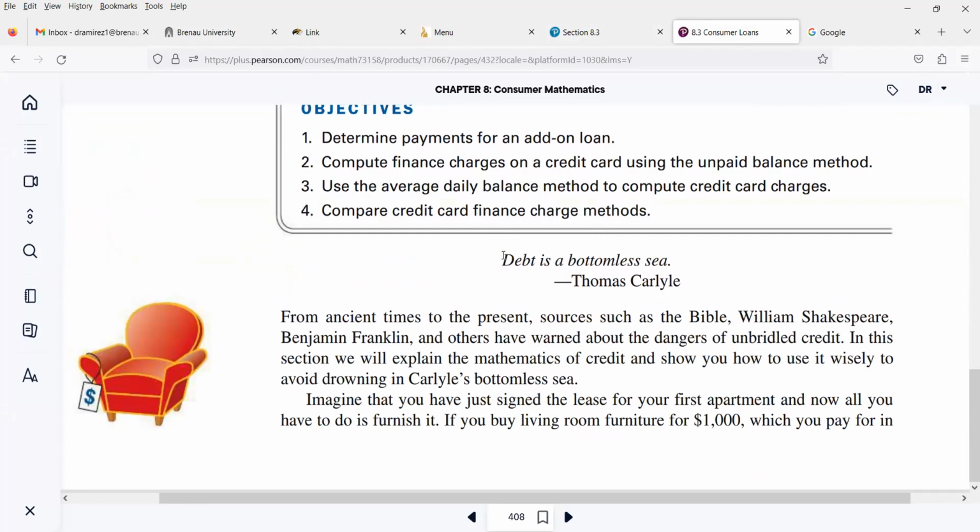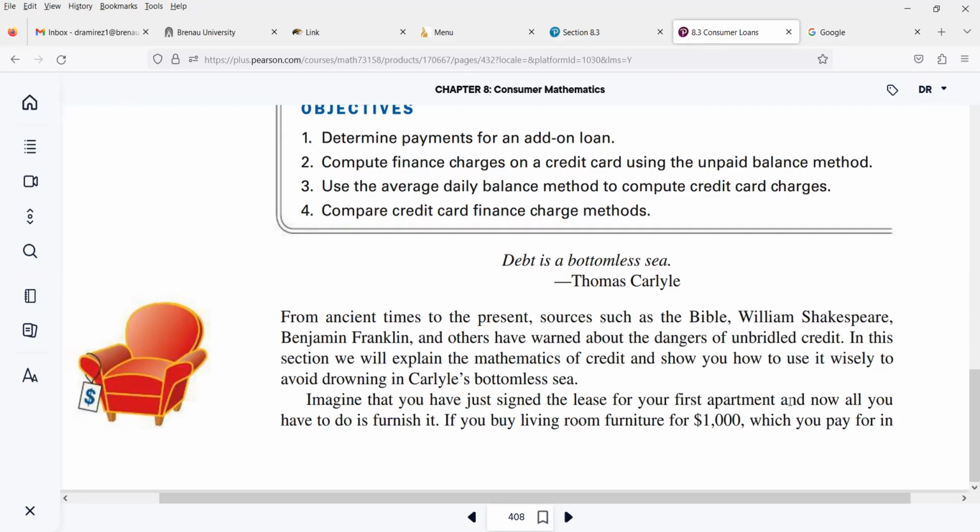From ancient times to the present, sources such as the Bible, Shakespeare, Benjamin Franklin, and others have warned us about the dangers of unbridled credit. In this section, we will explain the mathematics of credit and show how you use it wisely to avoid drowning in Carlyle's bottomless sea.